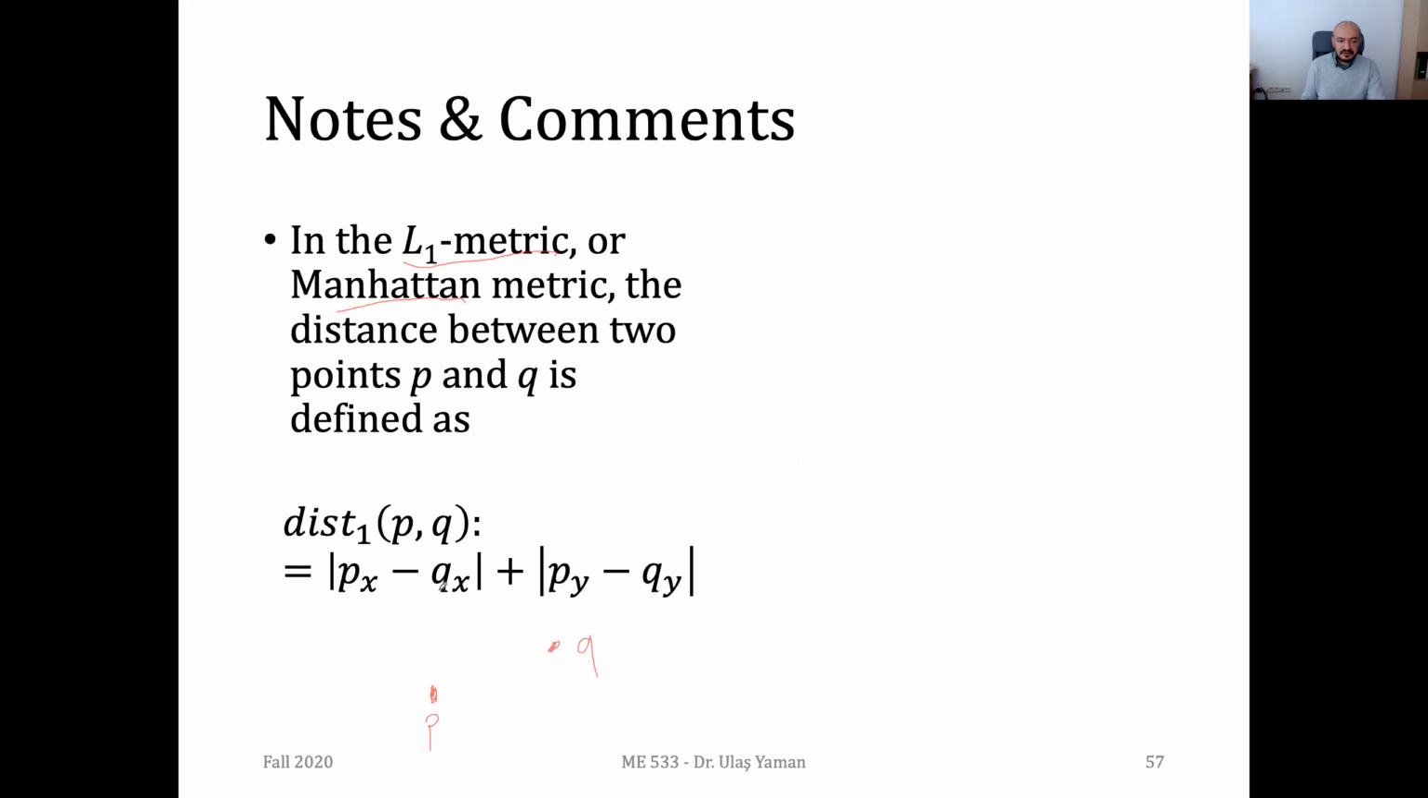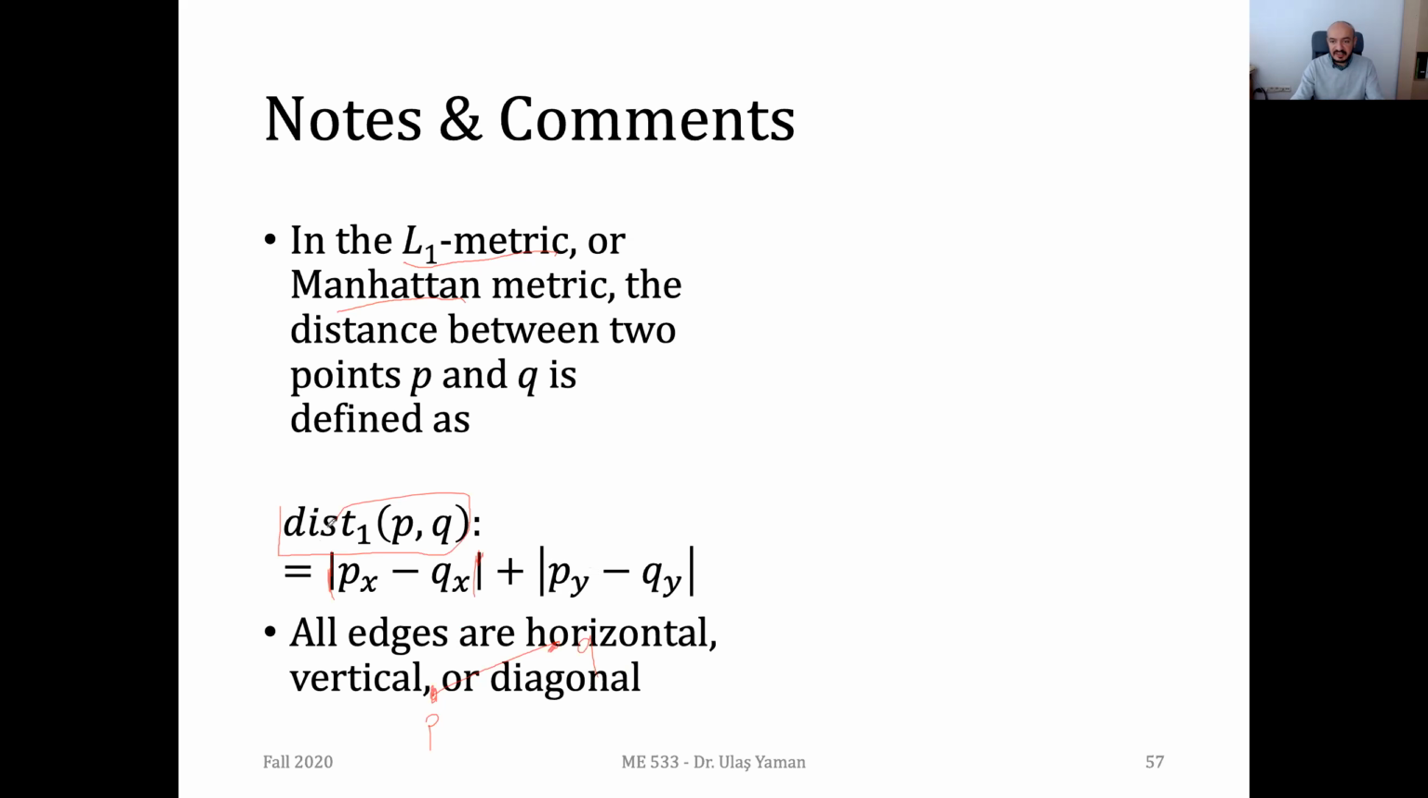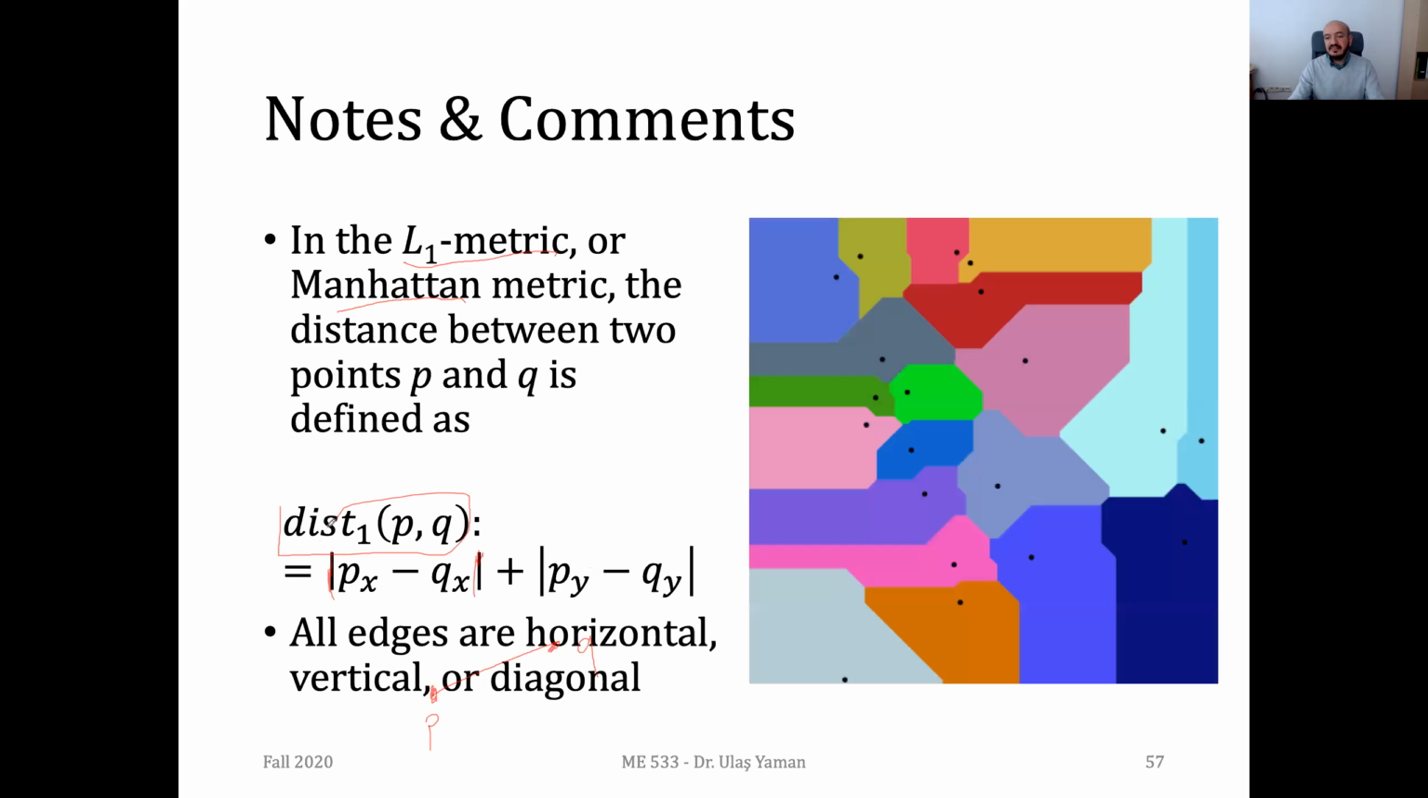The distance is equal to not the difference between their X and Y coordinates, taking their squares and then the square root. This time, instead, what we do is take the difference between their X values and take the absolute value of it. This is the important part, and sum it with the absolute difference between the Y coordinates. This is our L1 metric or Manhattan metric. And once you use this metric in your Voronoi diagram computation, you'll come up with such a Voronoi diagram.